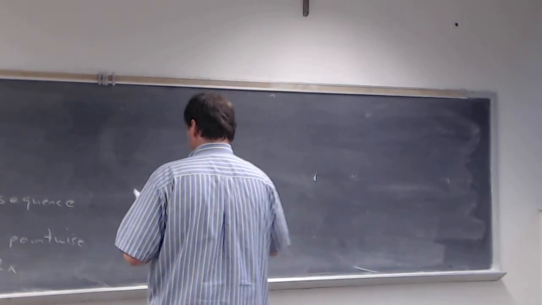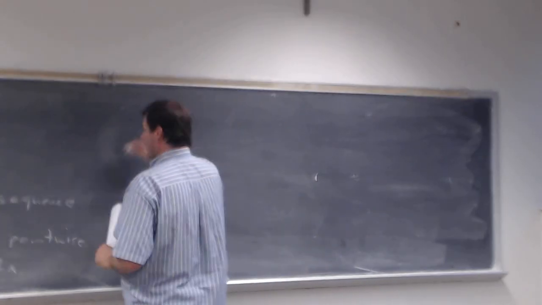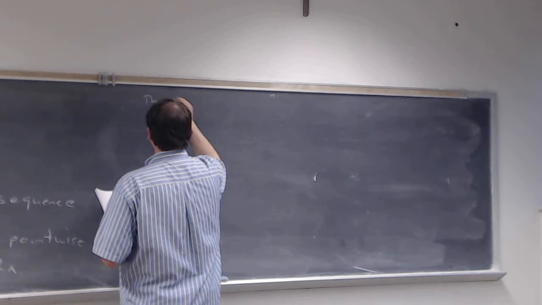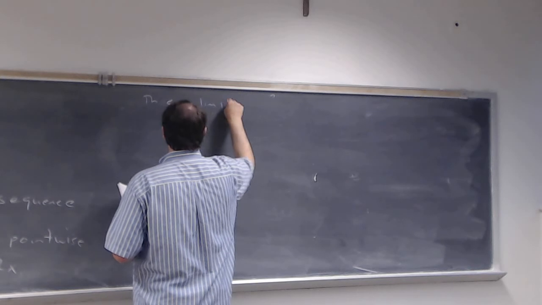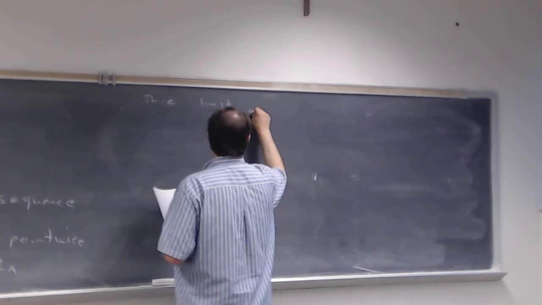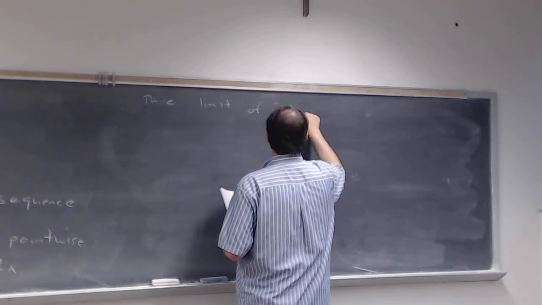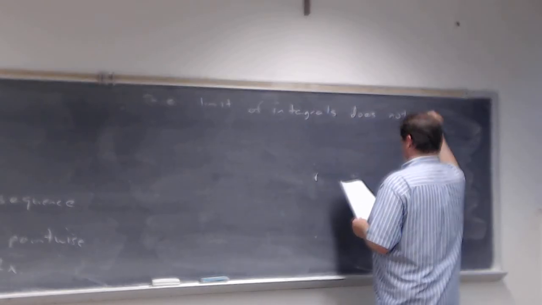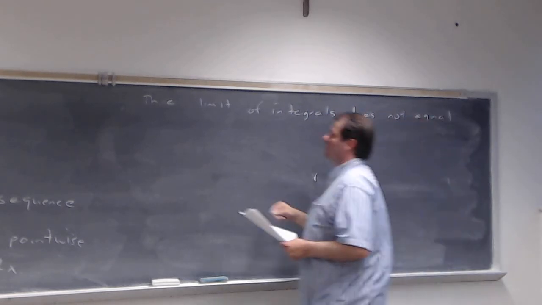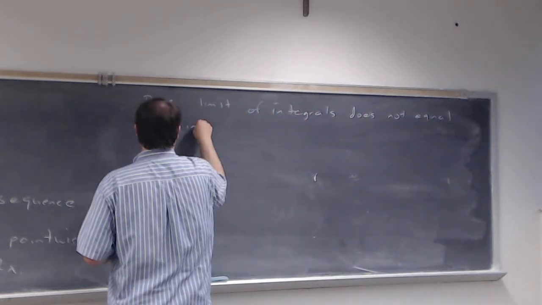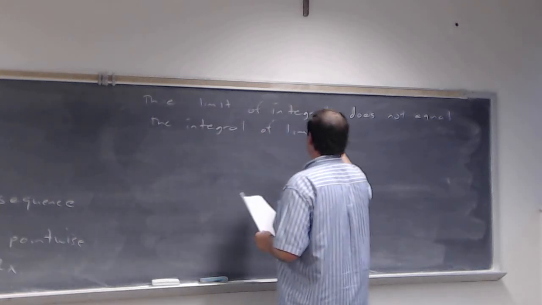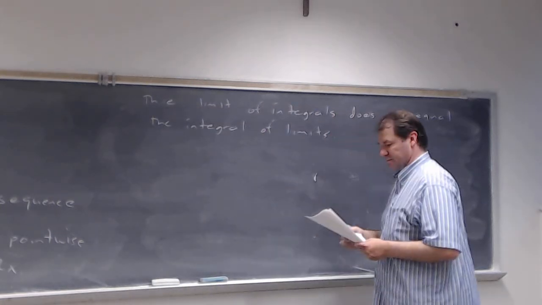Here's a way of expressing this, that the book does a good job of saying: for our previous example, the limit of integrals does not equal the integral of limits. That's what the last example shows.